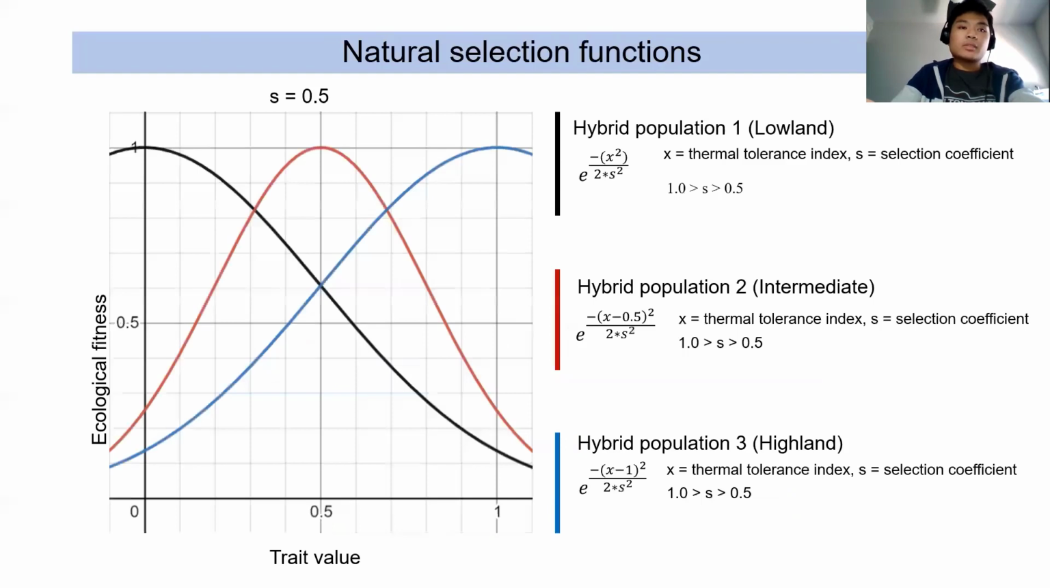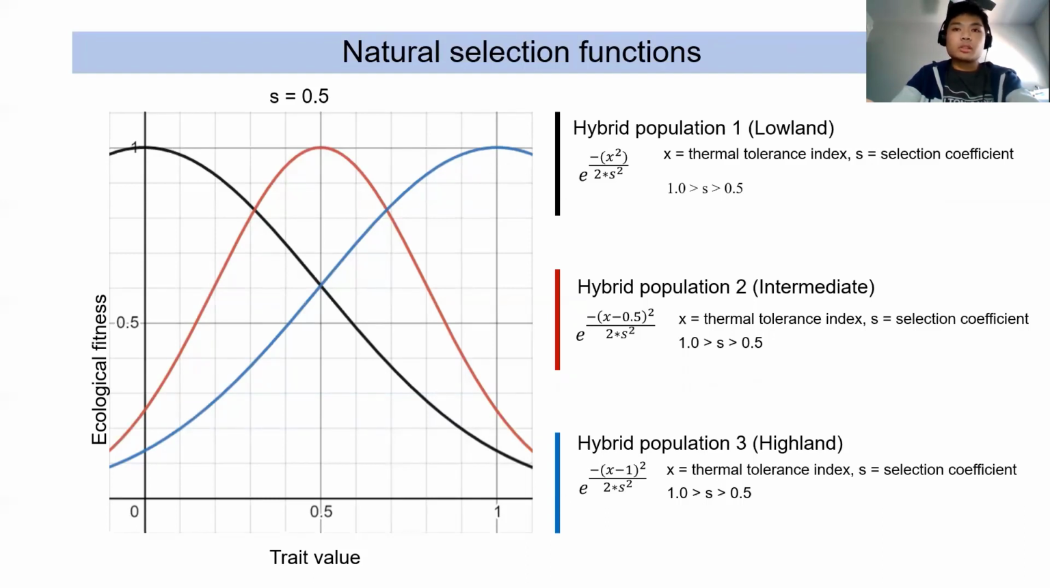To explore the effects of natural and sexual selection on our trait values, our simulations were run with a variety of different selection functions, which can be broadly categorized into two main groups. Our natural selection functions determine the fitness of an individual based on its naturally selected trait value, drawing a Gaussian function from this value, with the function being shifted along the x-axis depending on the hybrid population in which it is being implemented.